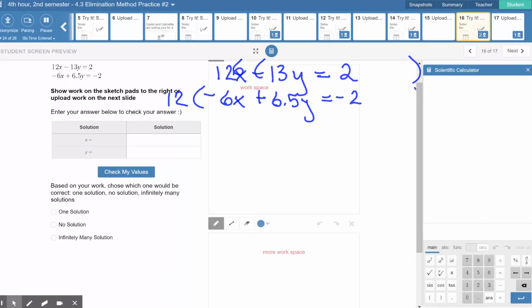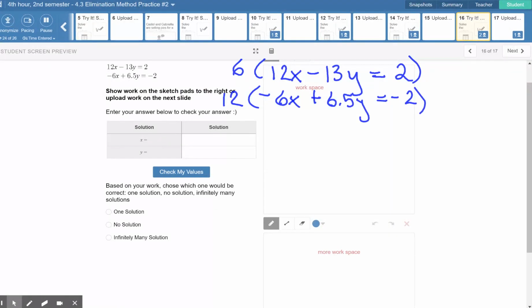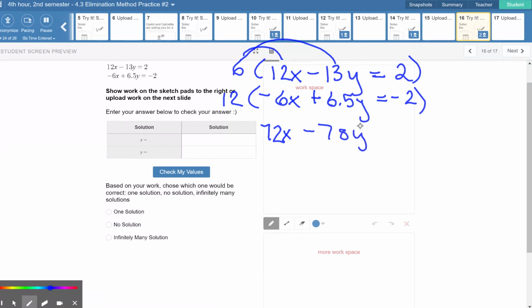All right, so you're going to want to multiply. Let me exit out of the calculator so you can see. So we're going to multiply 6 times 12, which is going to get you 72. And please don't forget the x. You have to remember to write the variables. Then 6 times negative 13 is going to be a negative 78. And then don't forget the variables. And then all the way across the equal sign, 6 times 2 gets you that 12.